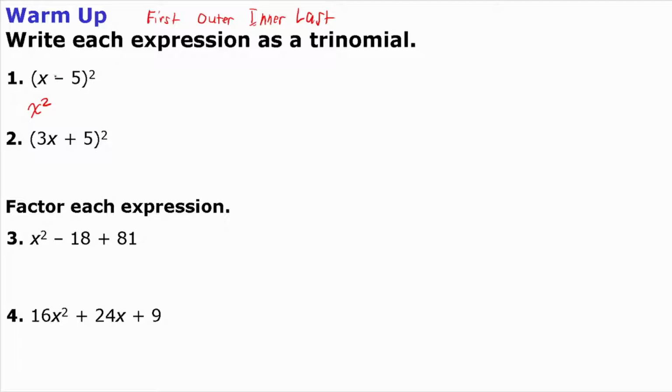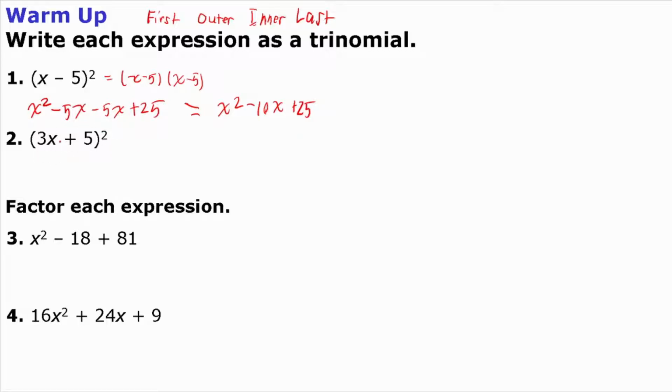Your outer, so if we were to rewrite this like x minus 5 times x minus 5, our outer would be x and 5. So x times 5 is minus 5x. And then inner, negative 5 times x, which would be minus 5x. And then last, negative 5 times negative 5 would be plus 25. And that is how we would expand it. But we can simplify this. We could get x squared minus 10x plus 25. There we go. We solved our problem there.